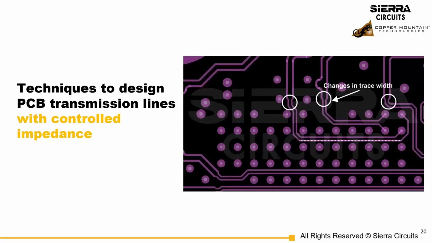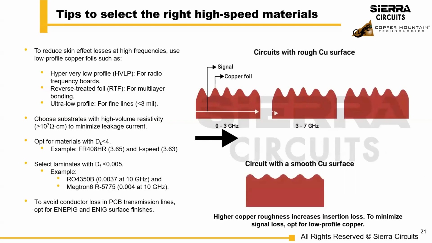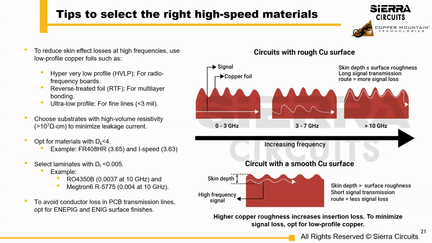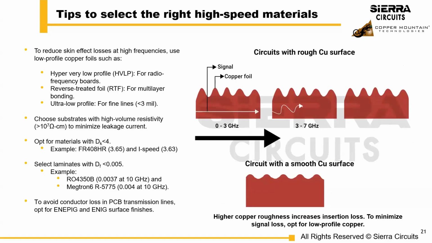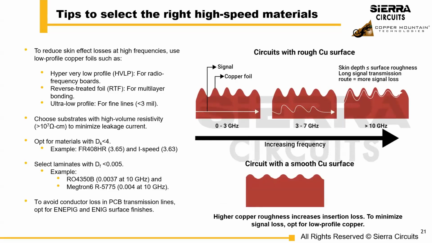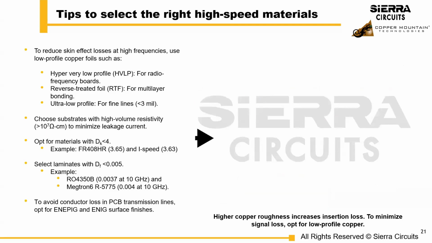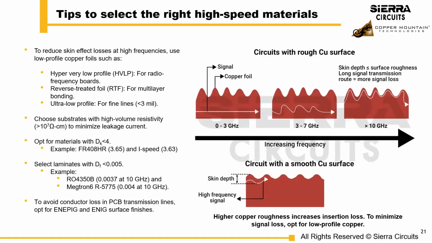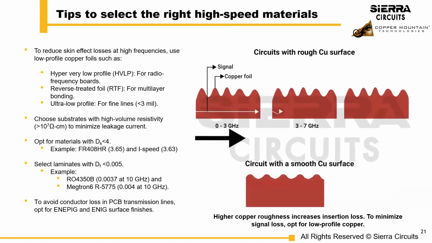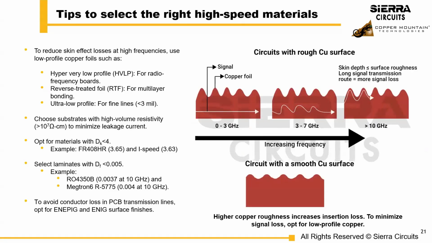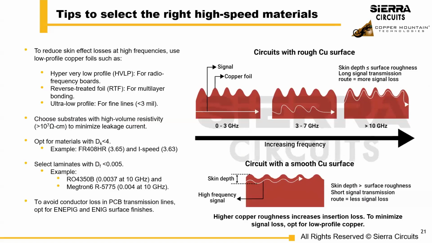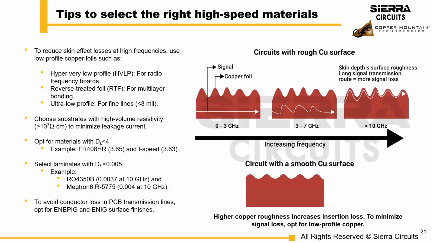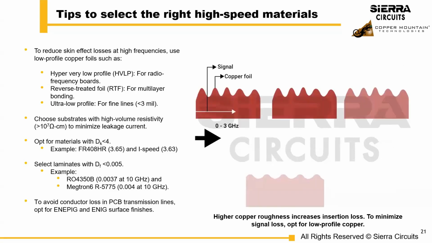So techniques to design PCB transmission lines with controlled impedance. To reduce the skin effect losses at high speed frequencies, you can employ various low profile copper foils, such as very low profile, reverse treated foil, and ultra low profile. All these foils are special order. You have to specify them on your fabrication drawing. You can also select substrates with high volume resistivity to minimize the leakage currents. And you can choose materials with a dielectric constant of less than 4 and a dissipation factor of less than 0.005.